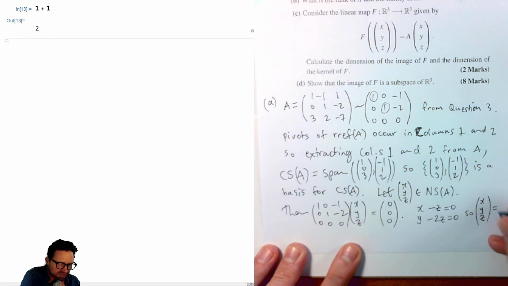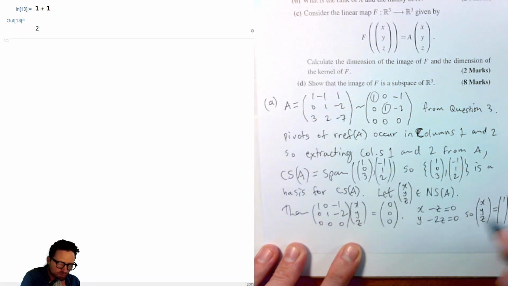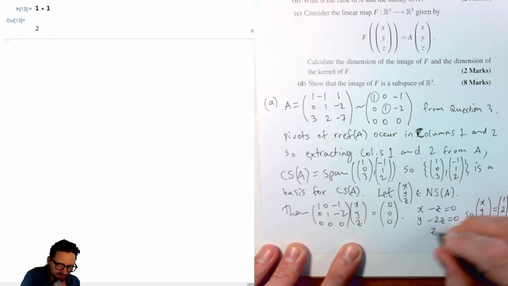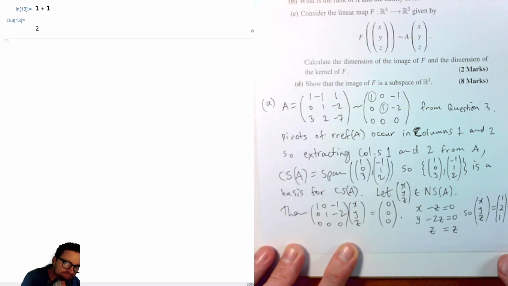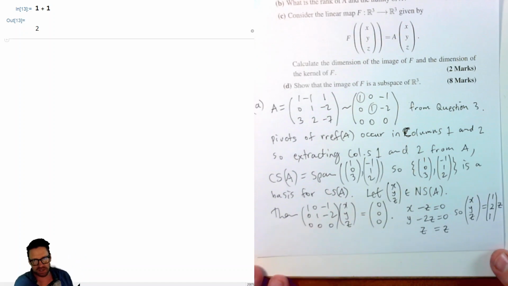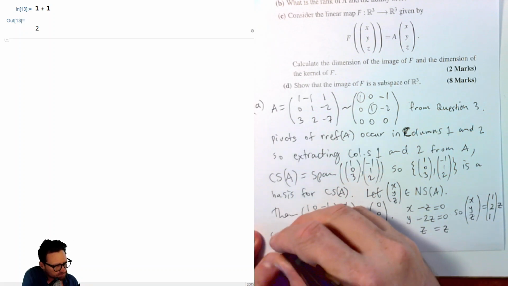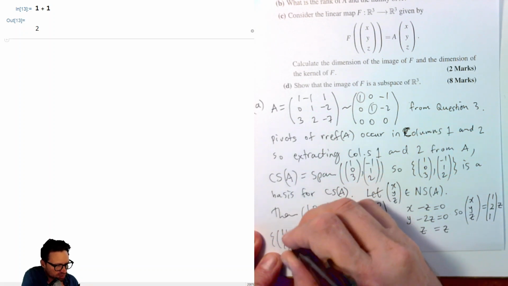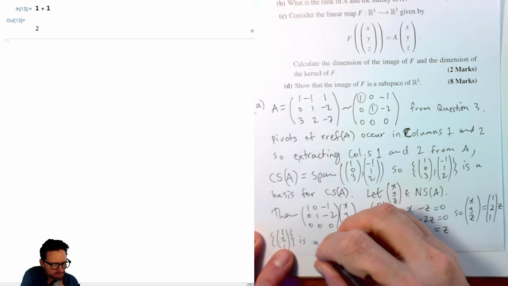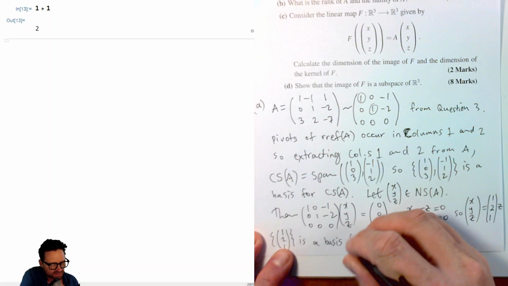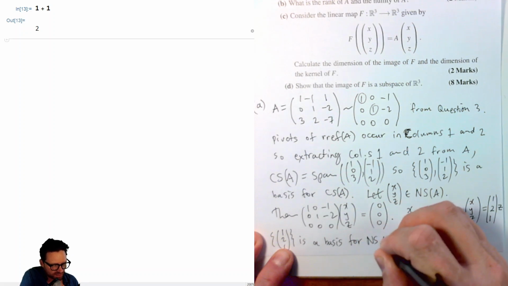(x, y, z) is 1 times z, so 1, and then 2 times z, taking the 2z over to the right hand side, and then z is equal to z, so 1 times z for z. Okay, great. So now we have a basis for the null space. (1, 2, 1) is a basis for the null space of A.